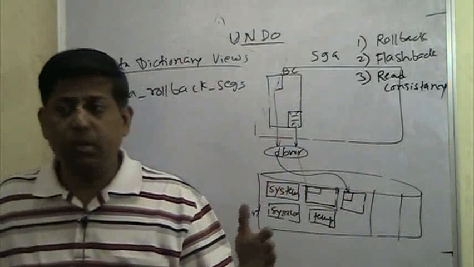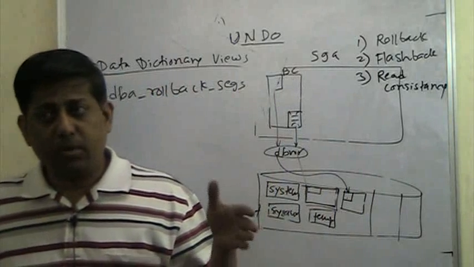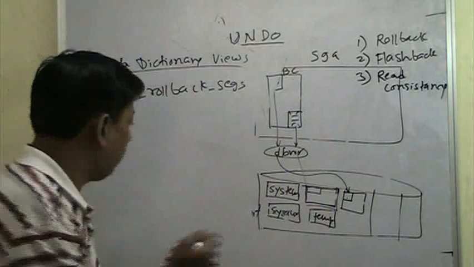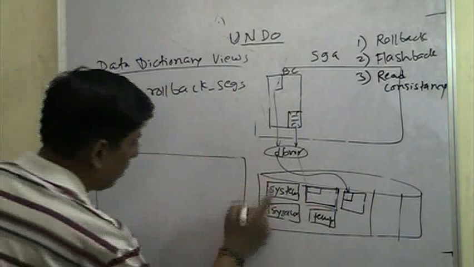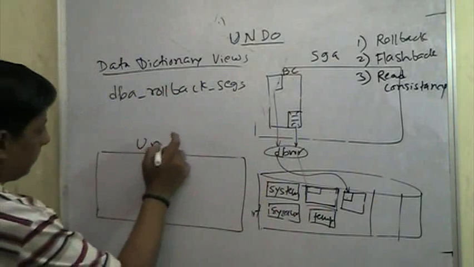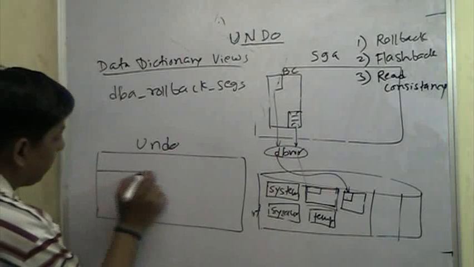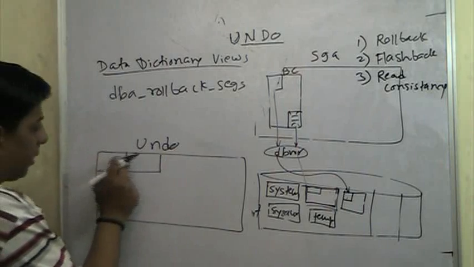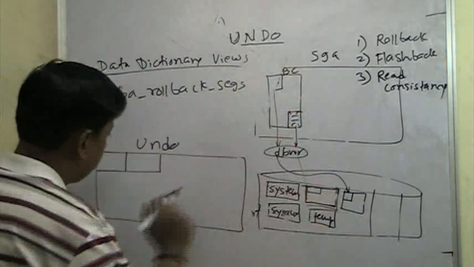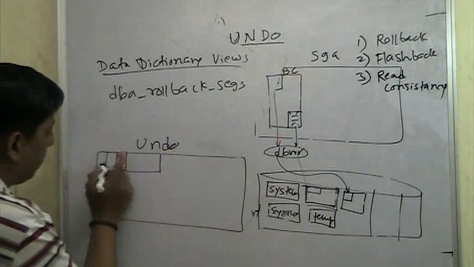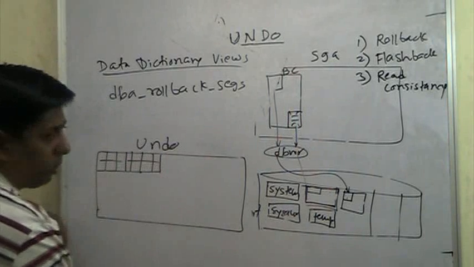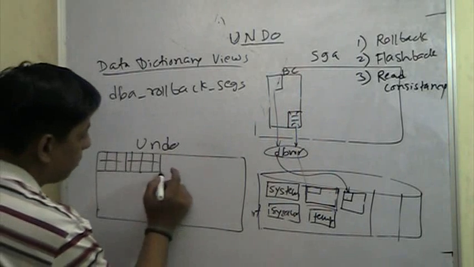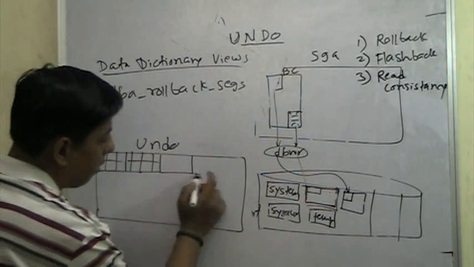Now I'm going to draw this undo tablespace. This is my undo tablespace. This is my first undo segment. It is made up of two extents. My undo data is coming over here, from here to here, and all these blocks are filled. Then I go to the next one, all these blocks are filled, and then this is full, so it will allocate one more, then it will allocate one more.